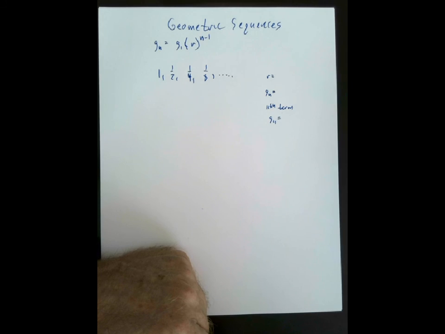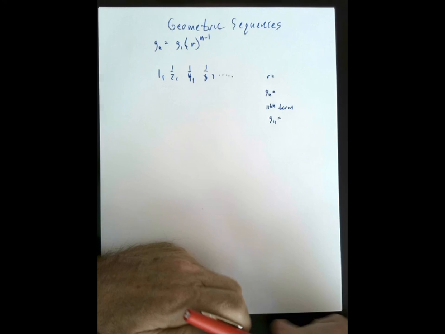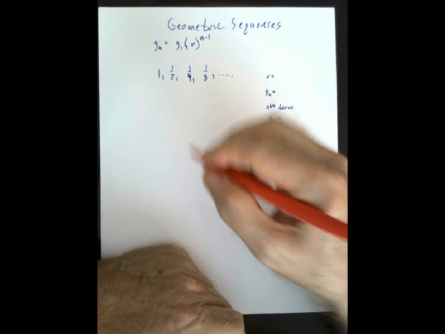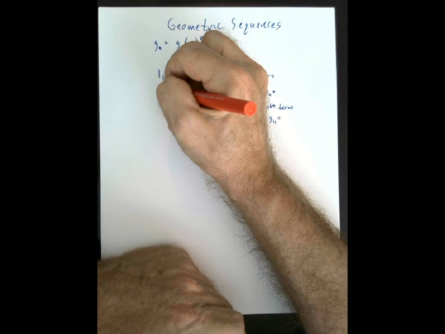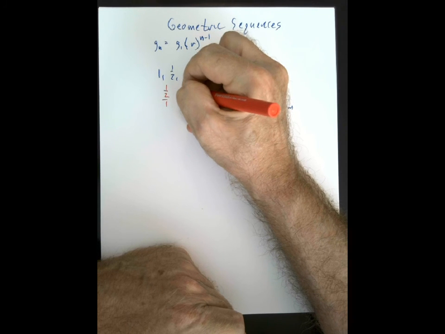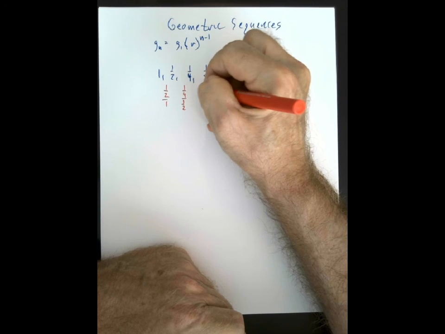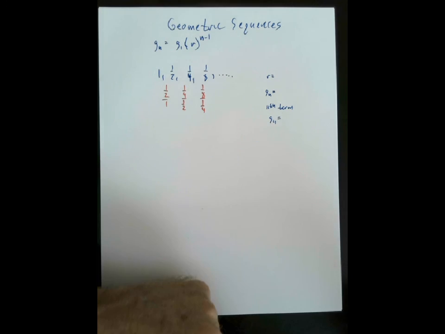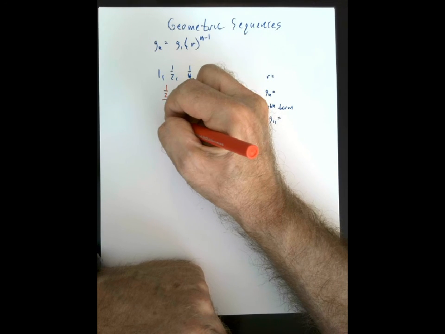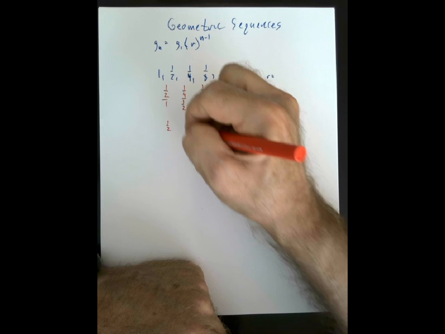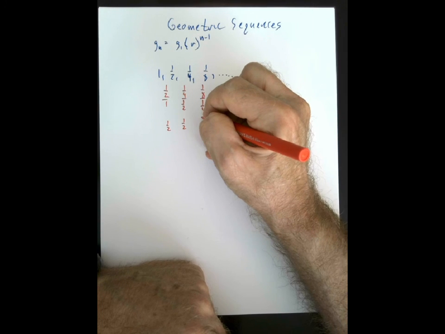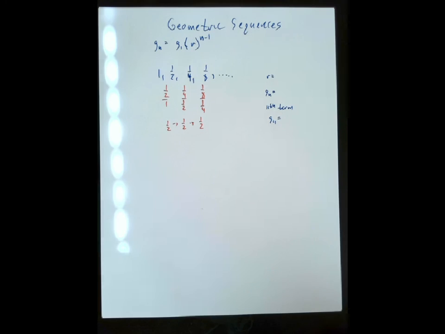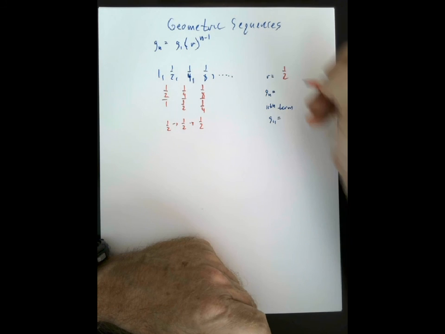So first off, if it's a common ratio, we should be able to divide each neighboring pair of terms to get the same ratio, the same quotient. So 1/2 divided by 1, 1/4 divided by 1/2, 1/8 divided by 1/4. Well, you can see here that 1/2 divided by 1 is 1/2. 1/4 divided by 1/2 is 1/2. 1/8 divided by 1/4 is also 1/2, right? So we can see here that we're getting the same ratio for all of them. So the common ratio is 1/2, right?